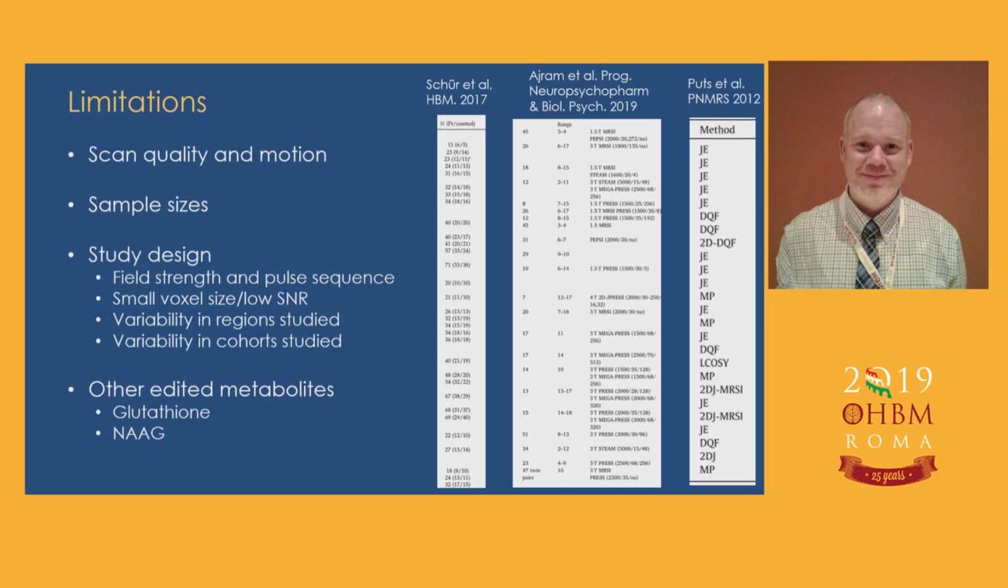The final thing I want to talk about is I would have loved to talk about other edited metabolites. Particularly glutathione is an increased subject of interest. We can edit that very well. It is a marker of oxidative stress, which plays an important role in many disorders and can lead to damage of neurons, and so I think that is important. And particularly for looking at functional measurement, NAG as a neuromodulator might be a topic of interest as well.